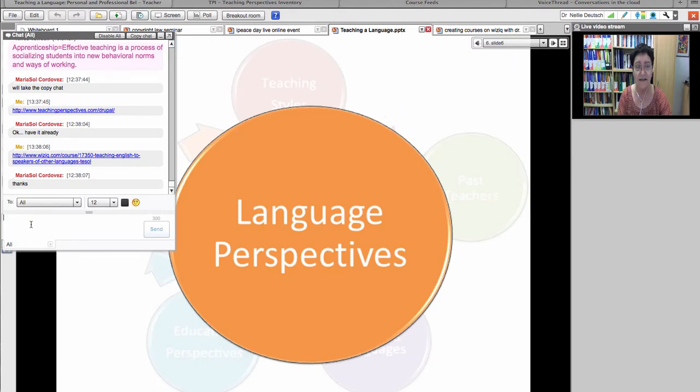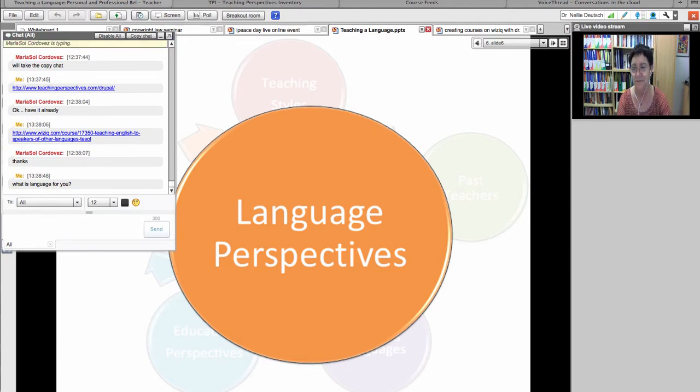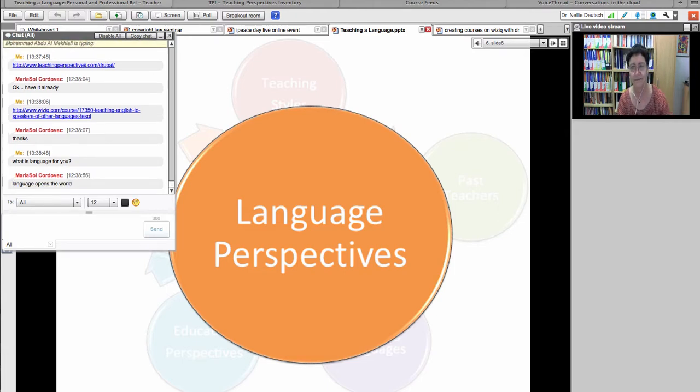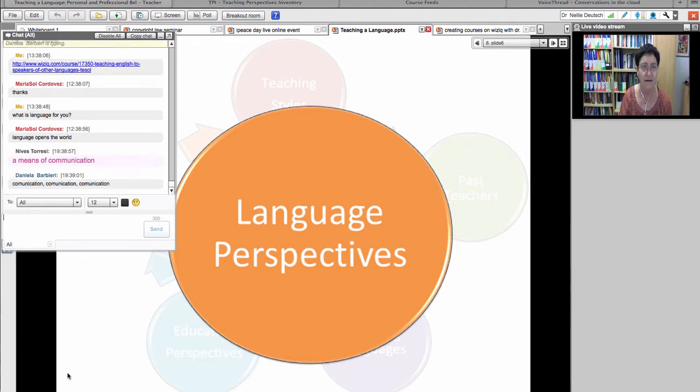All right, next is our language perspectives. How do we feel about languages? And I mean it. What is language for you? Not teaching language, but what is language for you? What does language mean? This is really important. It opens the world. Why does it open the world? What is it about language that opens the world?